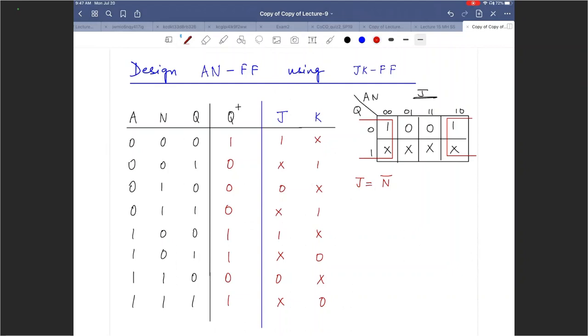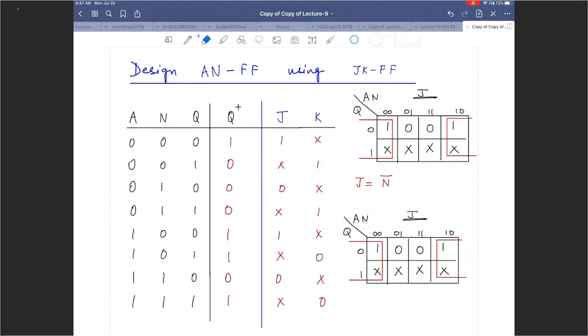Done. Next, I'm going to copy this guy here, paste it here. This is going to be for K. Need to erase all of these guys. This is for K. What is that? X1, X1. X0, X0. All right, how do I combine this? Well, I hope you guys agree with this. That's the best way to combine it. So what's that? That is K equals A complement.